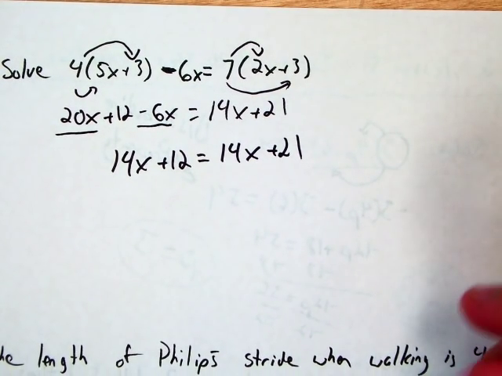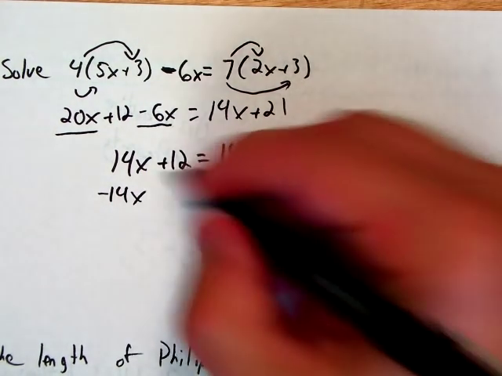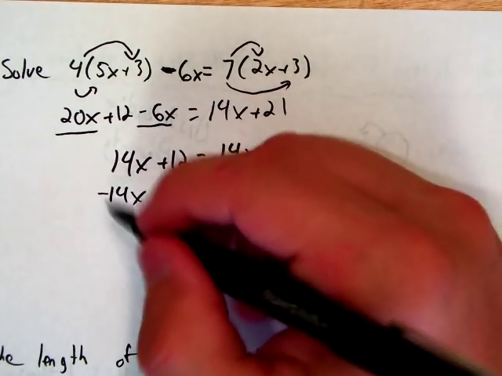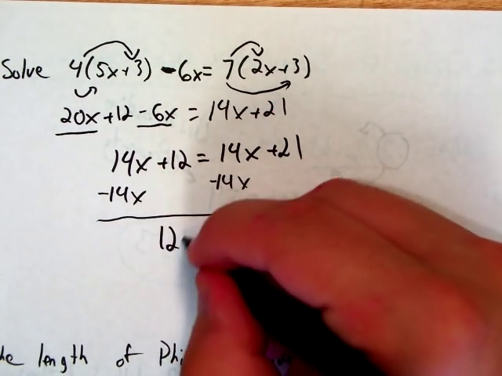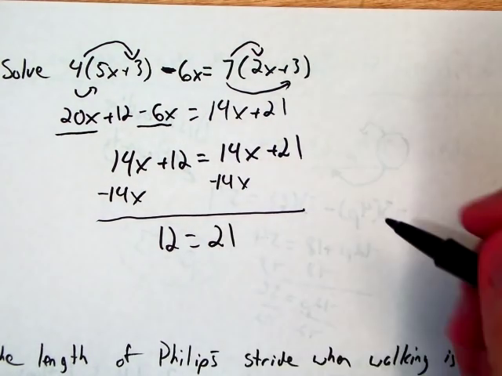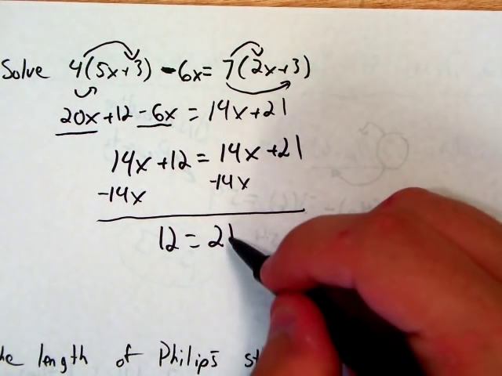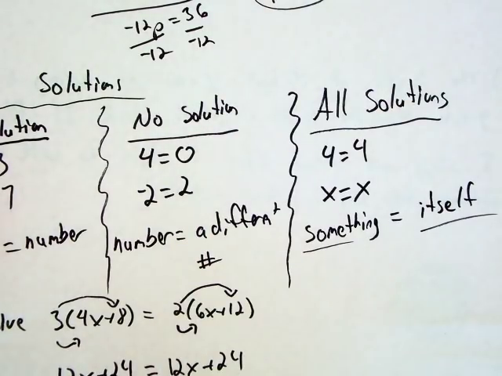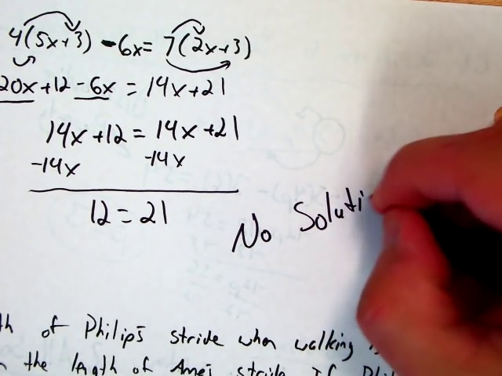You might be able to see it already as well, but let's still go through the process. So I'm going to subtract 14x from both sides to get rid of this 14x term, create a 0 pair. So a 0 pair here, all I'm left with is 12. 0 pair also here, and I'm left with just 21. So now I have a number equaling a different number. If we look on the front side again, a number equaling a different number means that it is no solution, which means that I would write down no solution.